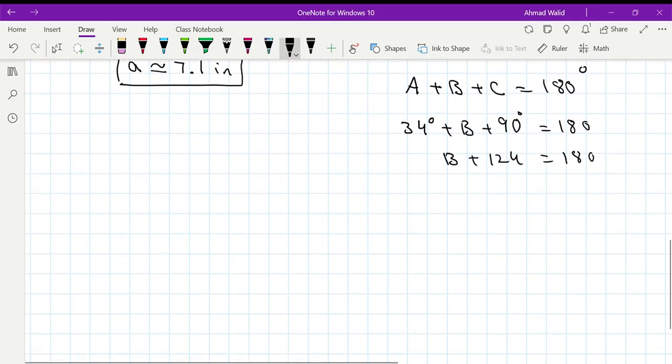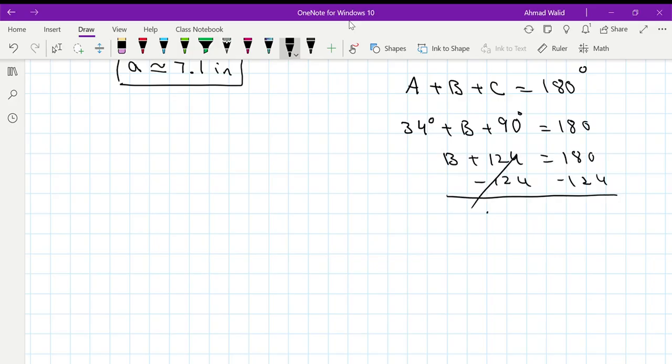Subtract 124 from both sides. Then B equals 180 minus 124: 10 minus 4 is 6, 7 minus 2 is 5, so 56 degrees. That's the measure of angle B. Correct? We call these applications of right triangles. Not actually applications yet. It was just a picture that I drew, but soon you will see word problems also.